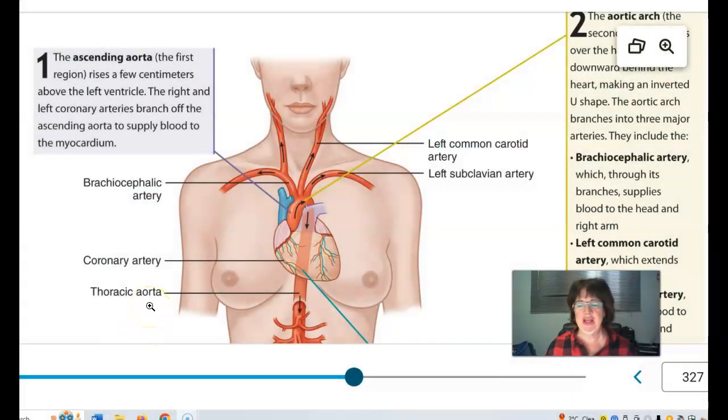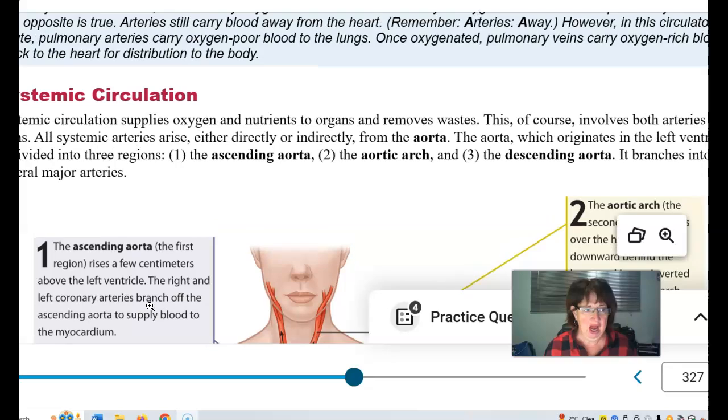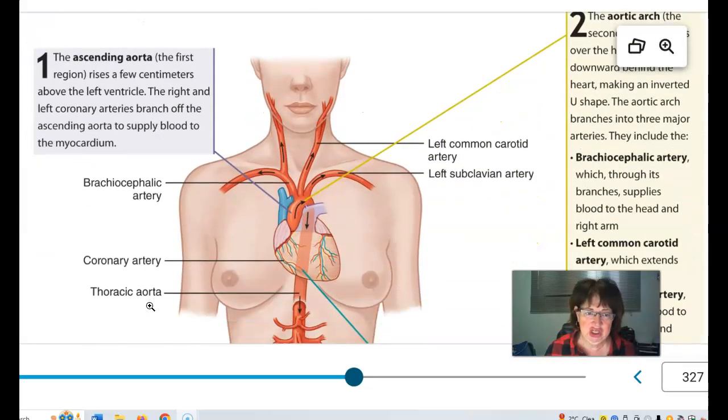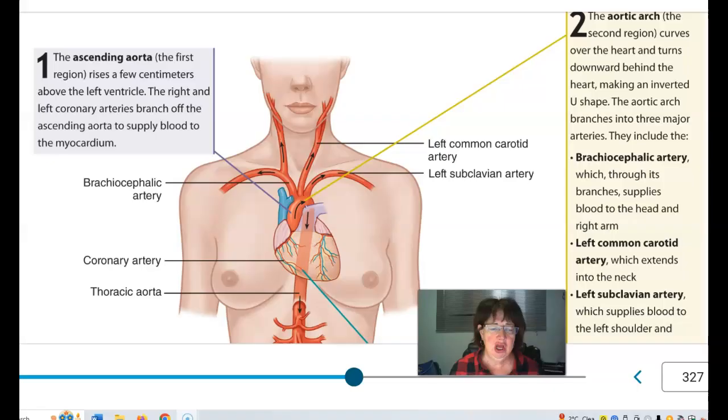So this is on page 327, and it looks at the systemic circulation. Remember that we're talking about arteries now, and arteries go away from the heart. So when we start, we're going to start at the left ventricle of the heart, and the blood will be coming out and going to the body. The first thing it does is it goes up. So this is the ascending aorta. Then it turns, which is the aortic arch. Then it goes down, which is the descending aorta.